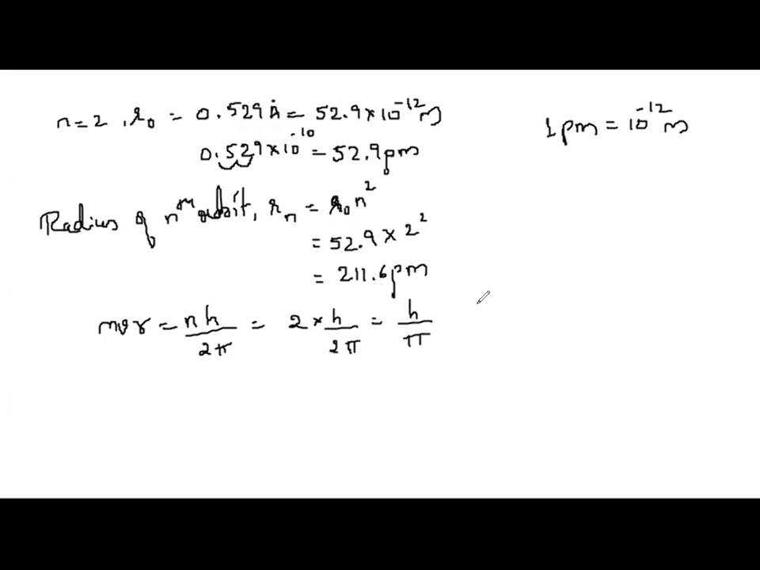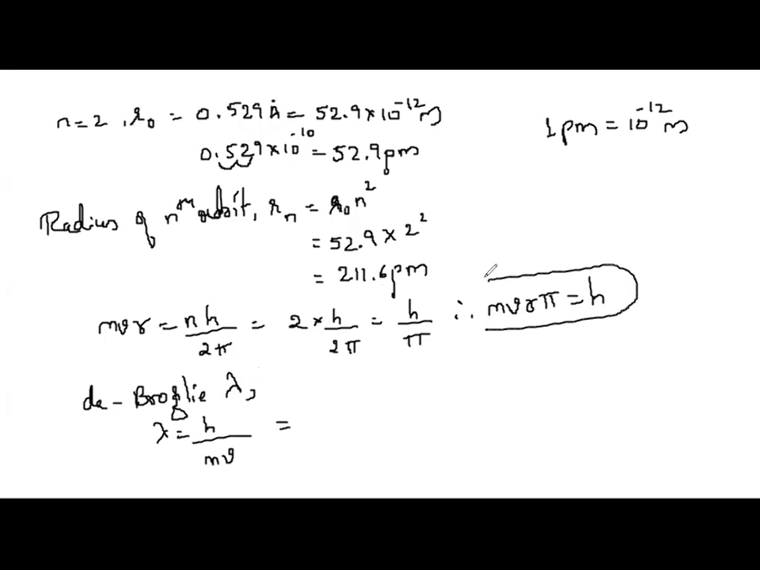Yes. So what is h? Therefore, I can write mvr pi is equal to h. De Broglie wavelength, you will get to know why I took this h. De Broglie wavelength lambda is equal to what? h upon mv, correct? And I know the value of h. mvr pi upon mv, mv gets cancelled.